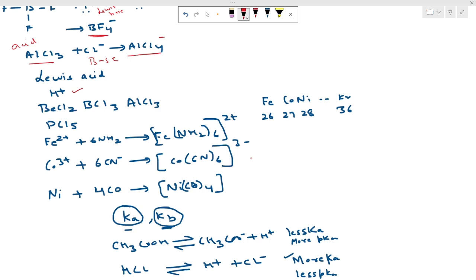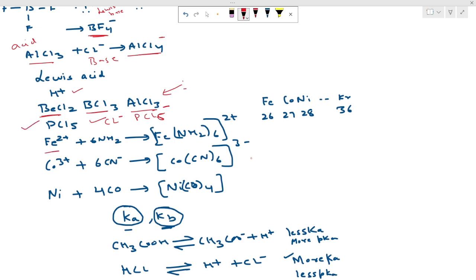So H plus is a Lewis acid, it can take a lone pair to complete its octet. Beryllium chloride, boron trichloride, aluminum trichloride, all these three are Lewis acids because they can accept an electron pair to complete the octet around the central atom. PCl5 again is a Lewis acid. It has 10 electrons around it, but as per the expansion of octet rule, it can take another chloride ion to form PCl6 minus. Thus it is acting as a Lewis acid.